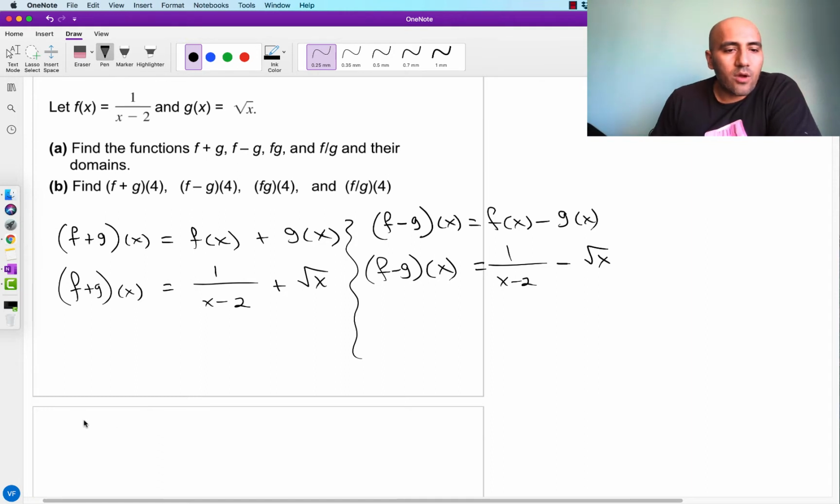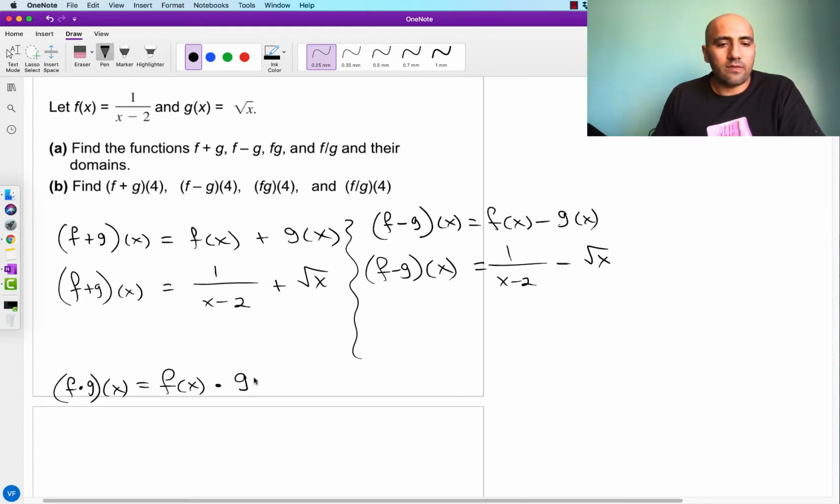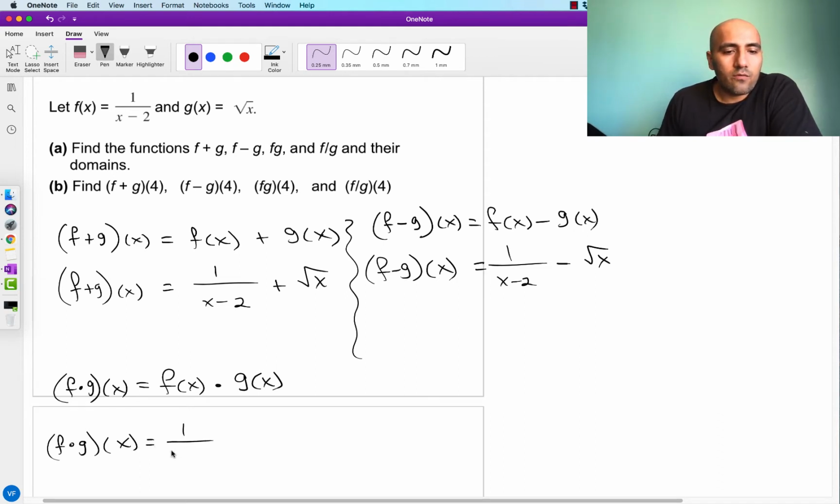Next, we have the product. So here is f times g evaluated at x, again defined technically as f of x times g of x. And so that means that this new function is equal to 1 over x minus 2 times root x. And then since we can just put a little 1 underneath here, it's really just root x divided by this. Same thing as root x divided by x minus 2.